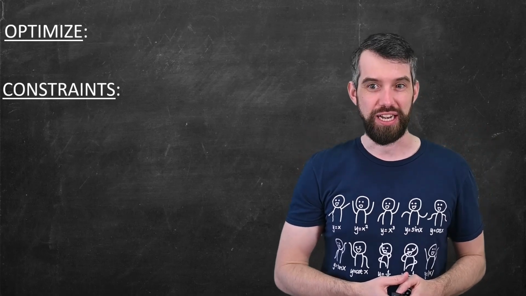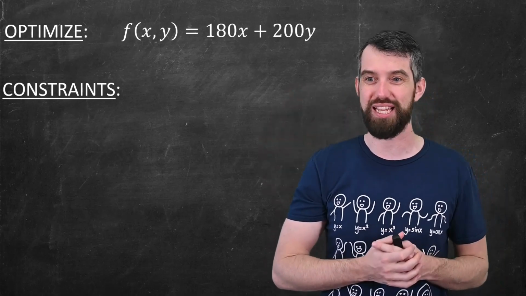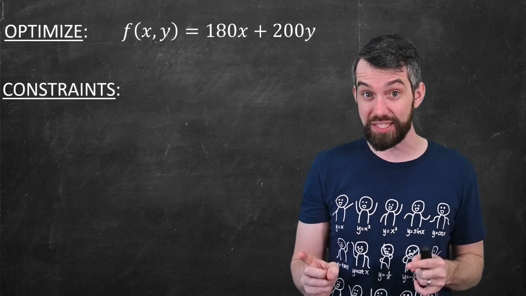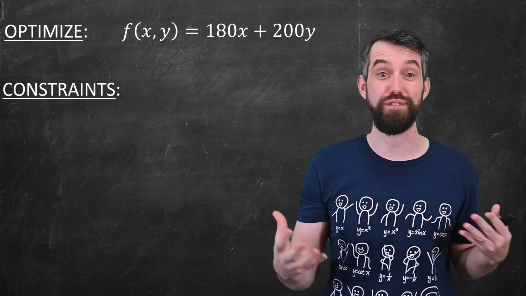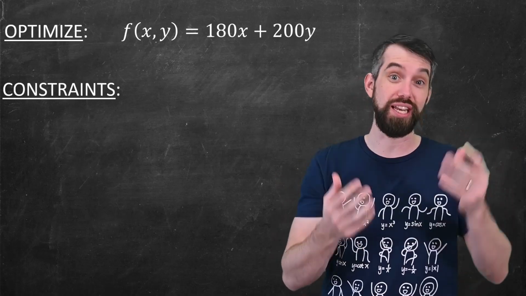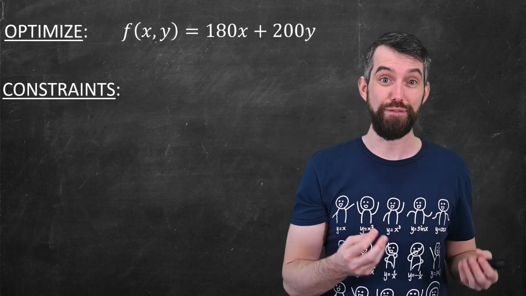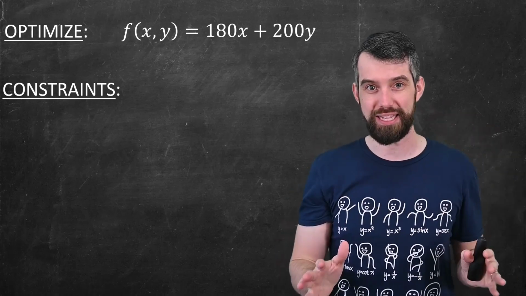So what are we talking about? I want to optimize the value of some function like 180x plus 200y. This is a linear function of multiple different variables, say x and y. This is just an example. What does optimize mean? It could be find the maximum or it could be find the minimum, but we're not just optimizing this function by itself.